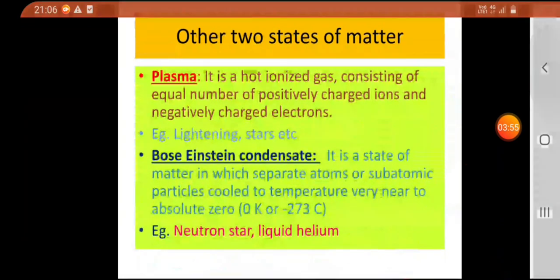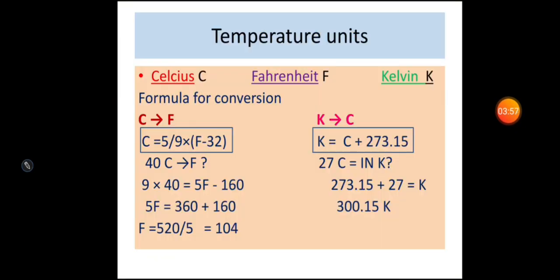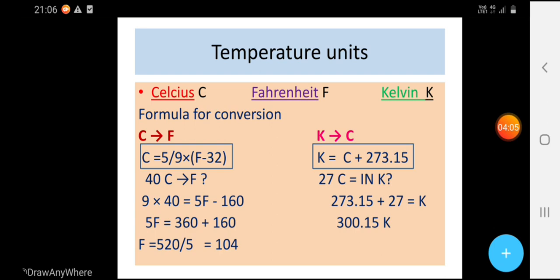Okay, next one is temperature units. All of us know about Celsius, Fahrenheit and Kelvin. These are the temperature units. First is Celsius, second Fahrenheit and third is Kelvin. So how will we convert them into each other? If you want to convert them into one another, if the temperature is written in Celsius and you want it in Kelvin, then how will you convert?